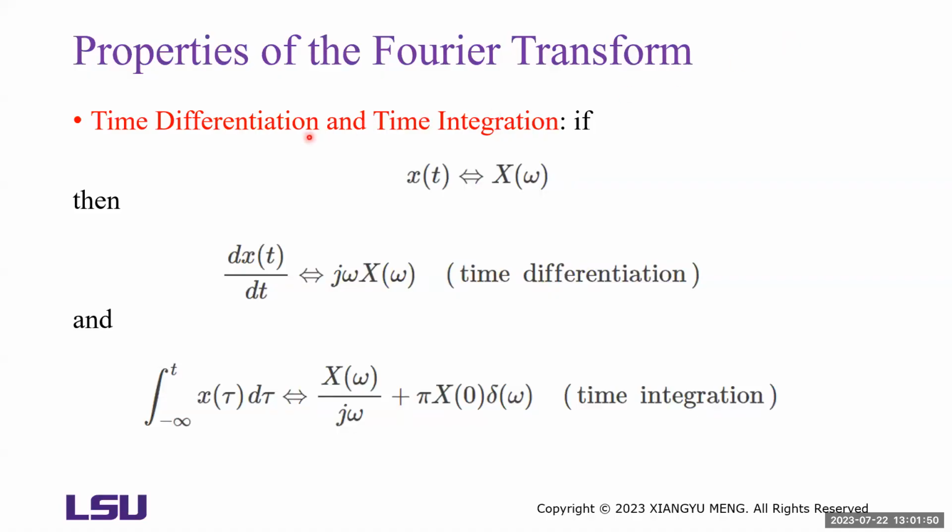The last property we would like to discuss is time differentiation and time integration. If x(t) and X(omega) are a Fourier transform pair, then the Fourier transform of the time derivative dx(t)/dt is j omega X(omega). And the time integral of x(tau) from negative infinity to t has Fourier transform X(omega) over j omega plus pi X(0) delta(omega).